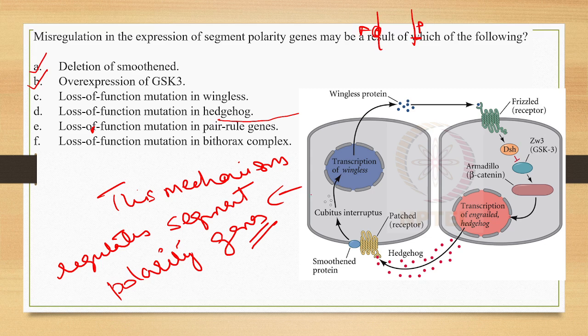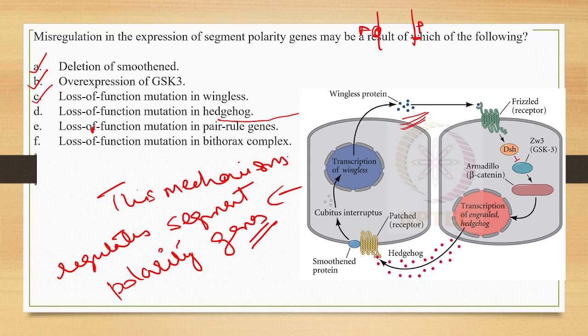Then loss of function mutation in wingless. What is the function of wingless protein? To bind to the Frizzled receptor and the whole cycle takes place. If there is a mutation in wingless protein in such a way that its function is lost, then the whole cycle will not take place. And if this whole cycle will not take place, then there would be misregulation in the segment polarity genes.